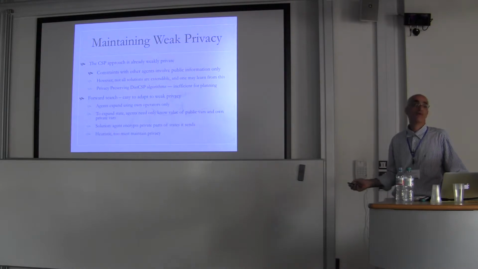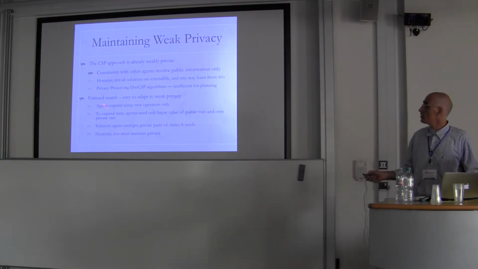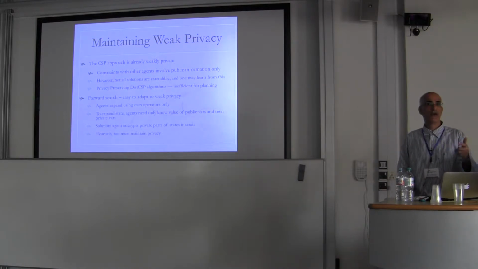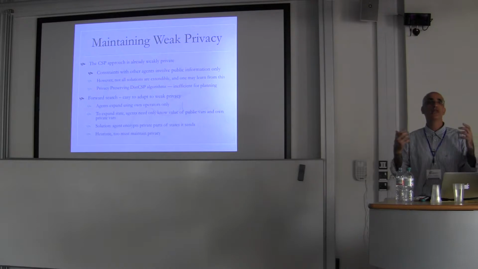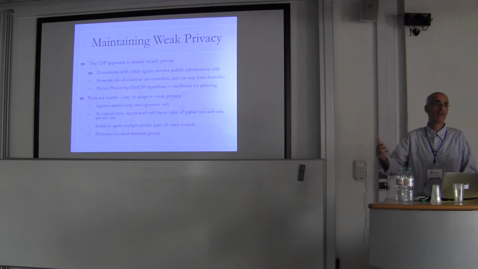Forward search. Again, forward search is easy to adapt into weak privacy because agents only apply their own actions. So when I get a state, all I care about in that state is my local state and the global part of the state. As far as I'm concerned, if the local states of all the other agents are encrypted, it doesn't affect me. I can still apply the operators because my operators do not affect their state, so I can simply leave the same value that I see. I get your encrypted state, I apply an action, it doesn't affect your encrypted state, I just keep that value around.